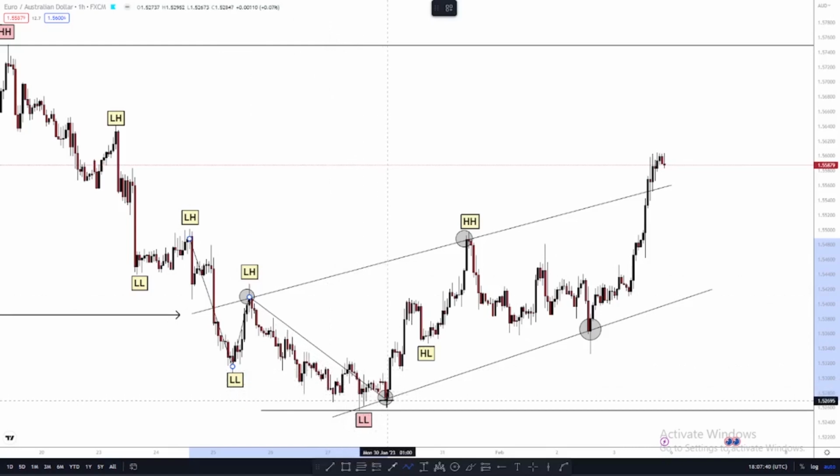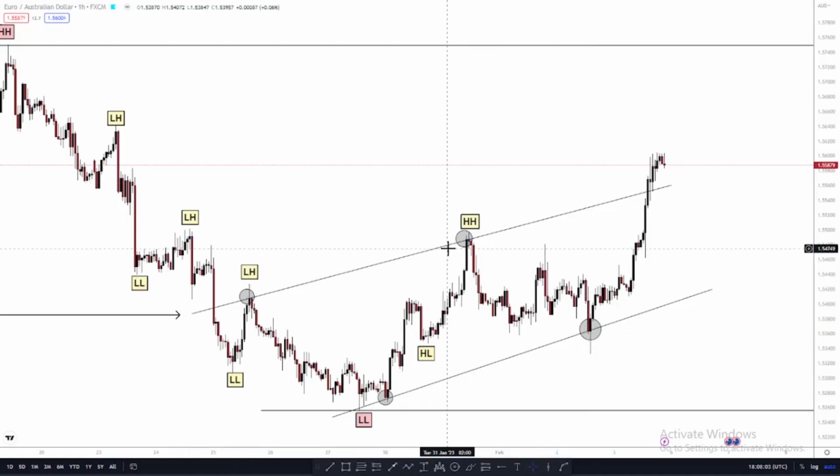Anytime it came to retest the trend line, it bounced back to the upside to retest the opposite trend line. After it retested the opposite trend line, what does it do next? It goes back to retest the other trend line. After it retests the other trend line, what does it do next? It comes back down to retest the trend line.